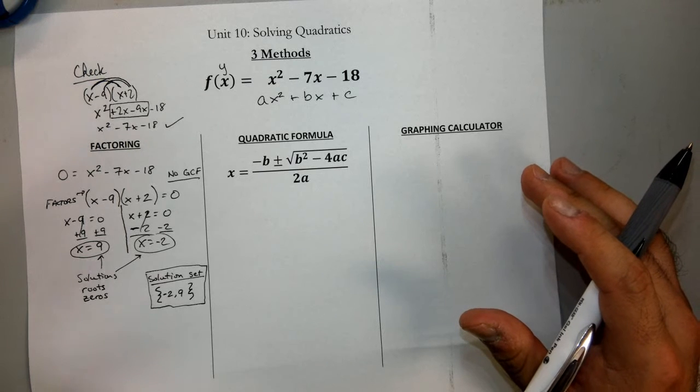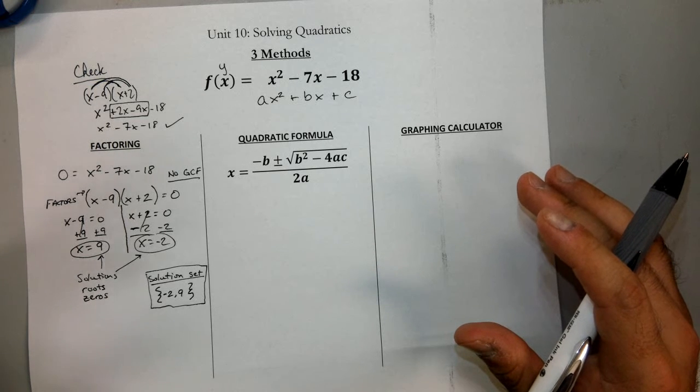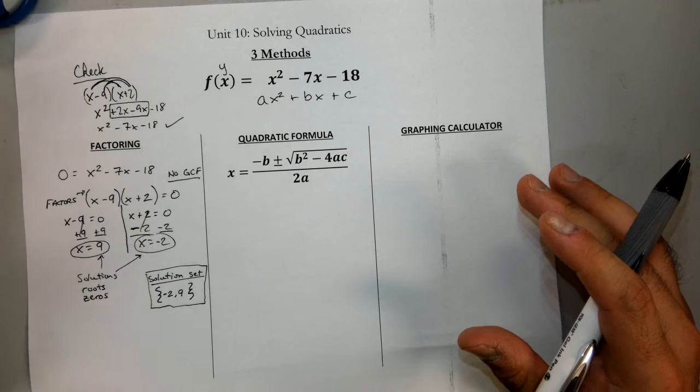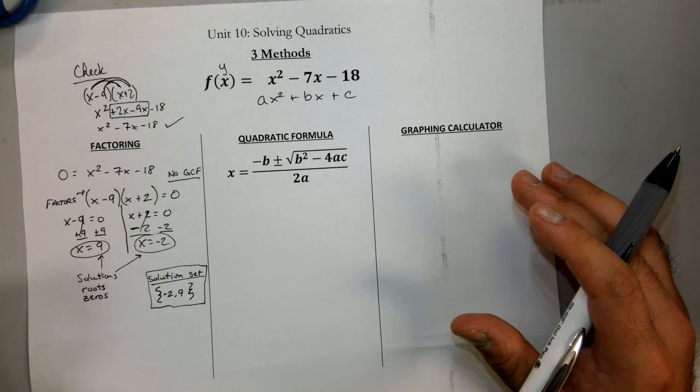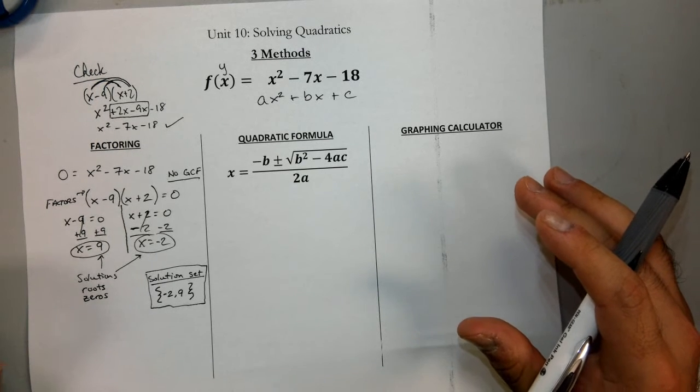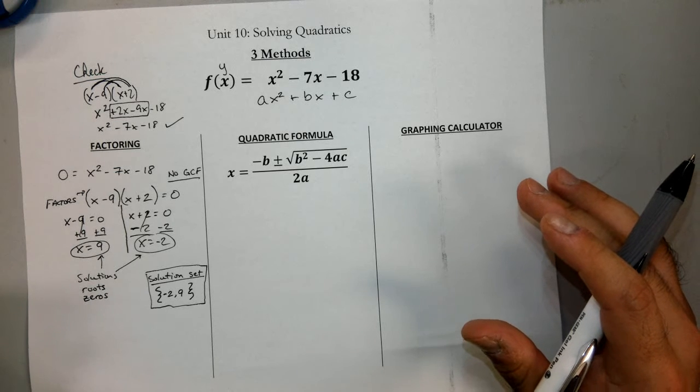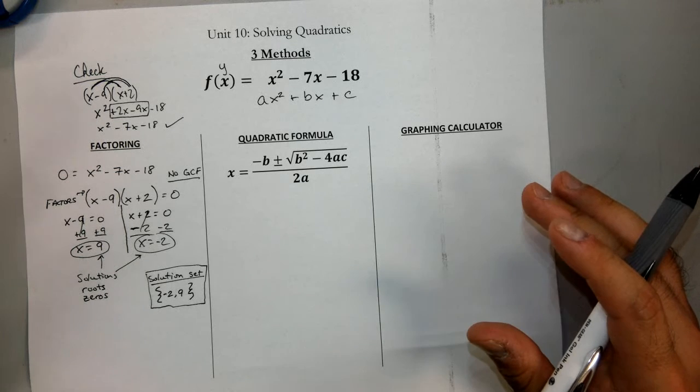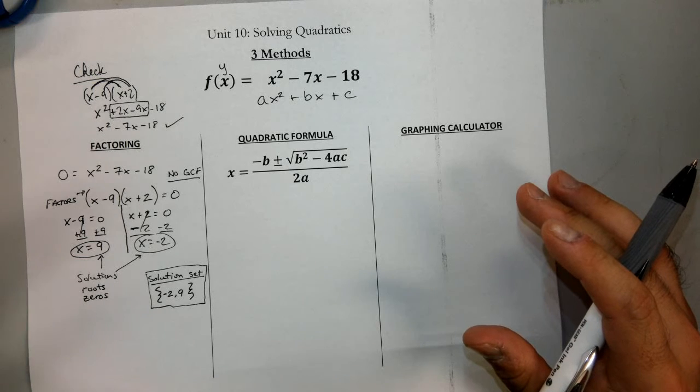One, it might be prime and you may not be able to factor it, or two, maybe you just don't know what the factors are. Maybe you're not that confident in your factoring. Maybe you forgot how to slide and divide. Maybe you aren't sure if there's a GCF and you should pull a GCF out.